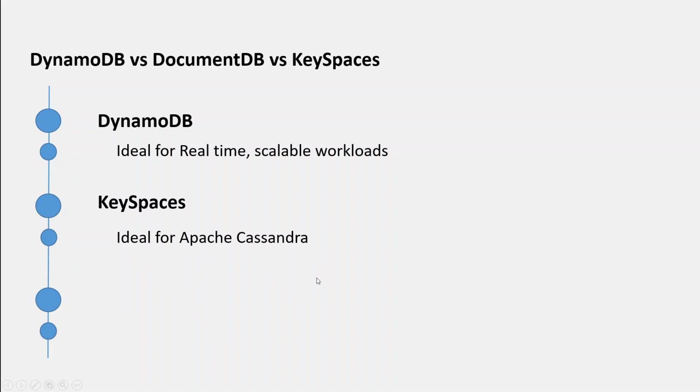Then we have Keyspaces. Keyspaces is a fully managed Apache Cassandra compatible database service, and it provides horizontal scalability, fault tolerance, and the ability to handle massive workloads. It is ideal for applications requiring high availability, again, large scale data handling, and multi region support. So I would say that if you have time series data and IoT applications for which you are already using Cassandra on premises, then if you're moving to AWS, Keyspaces makes sense.